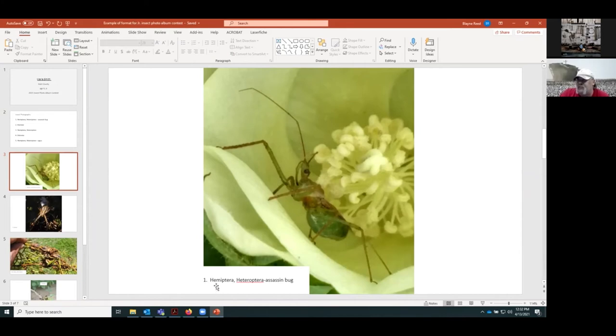It is an assassin bug. It's in the order Hemiptera, suborder Heteroptera. It's a little bit fuzzy, but that's okay. We don't have to use perfect pictures. We'll always strive for it. I was able to get this picture because this guy's kind of rare to be found in our area. I grabbed it in a hurry, and I'm kind of proud that we were able to get it.